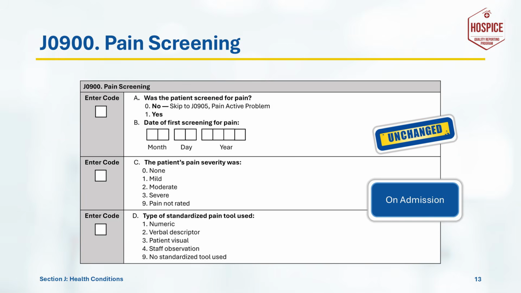The next item is J0900, pain screening, which is collected on admission and is the first of 4 items related to the assessment of pain. This item was carried over from the HIS and has not changed.